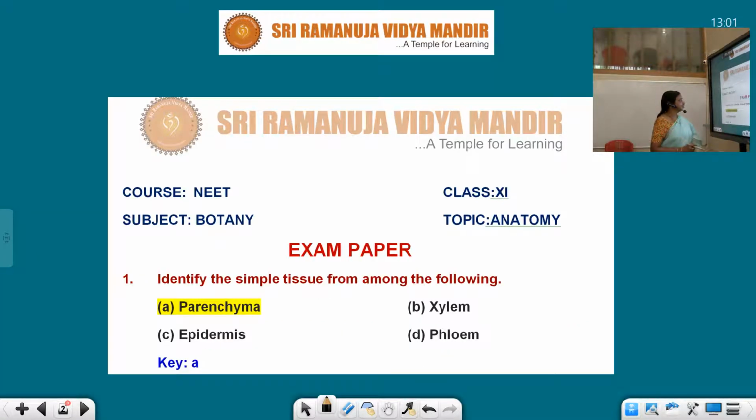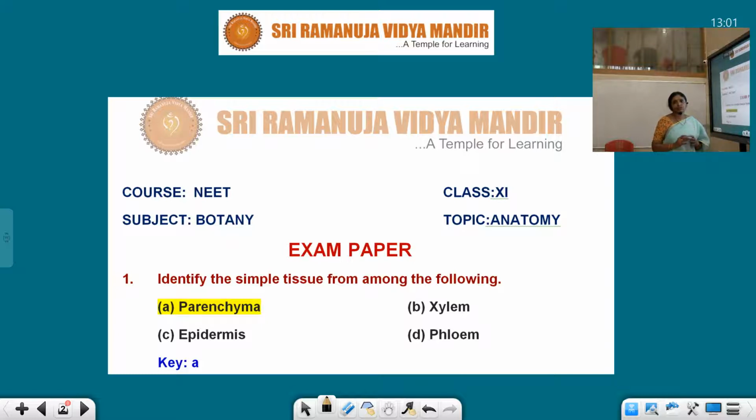So the first question: identify the simple tissue from among the following. There are two types of tissues actually, meristematic type and permanent type. The meristematic tissues are smaller in size and they are young juvenile cells. They always undergo division, that you know. And another type is permanent type. Permanent means they do not undergo division.